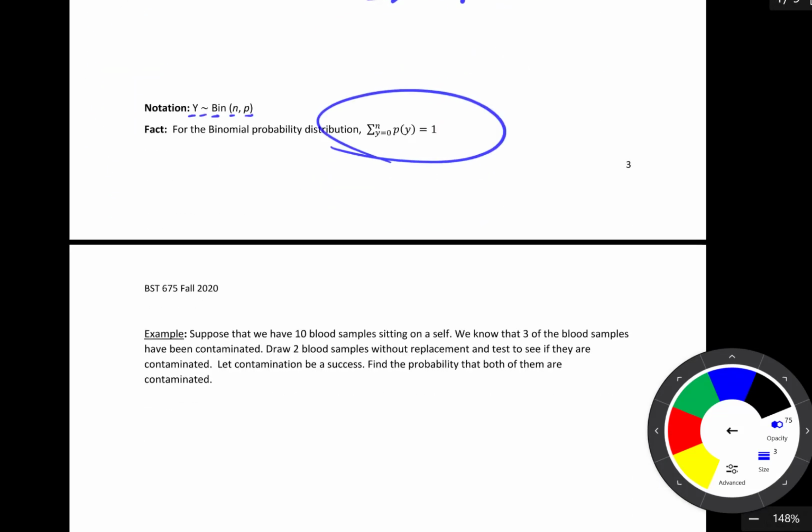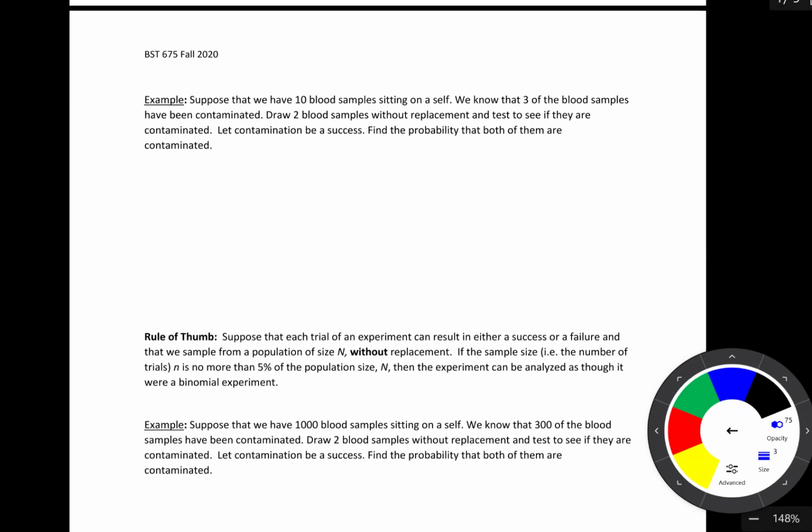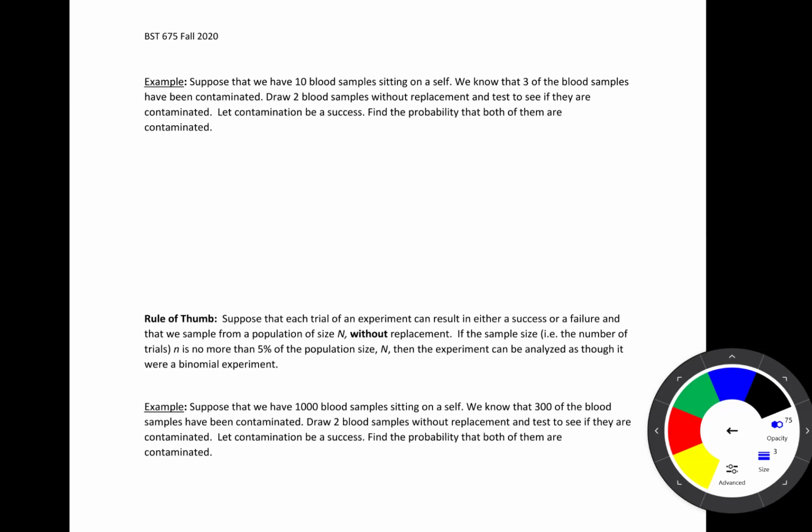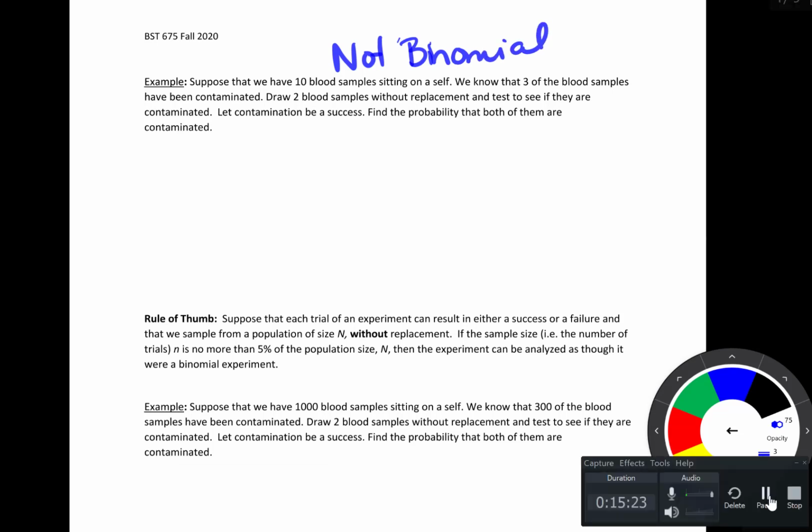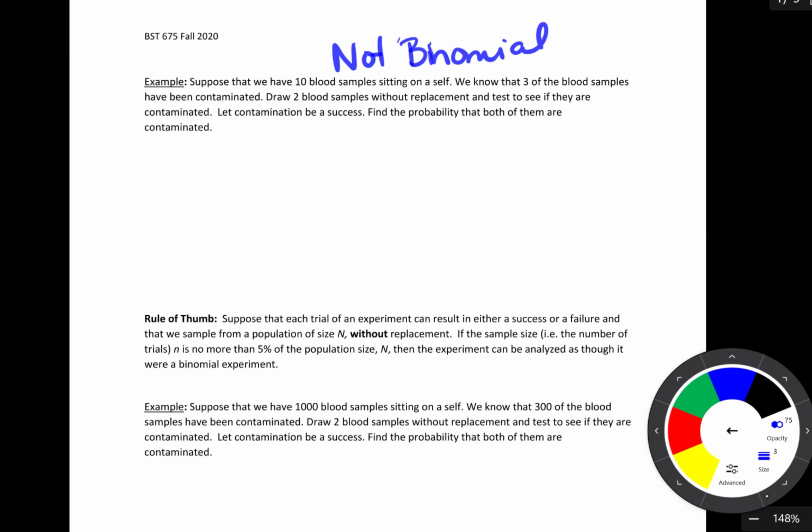So let's look at another example here. And we saw this one earlier, and we already talked about how this one was not binomial. But let's see if the binomial can still be useful in a similar scenario. So suppose that we have 10 blood samples sitting on a shelf. We know that 3 have been contaminated. We're going to draw 2 blood samples without replacement and test to see if they are contaminated. Let contamination be a success. And we're going to find the probability that both of those are contaminated.